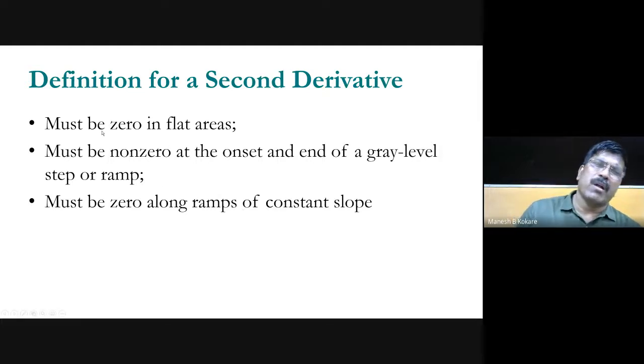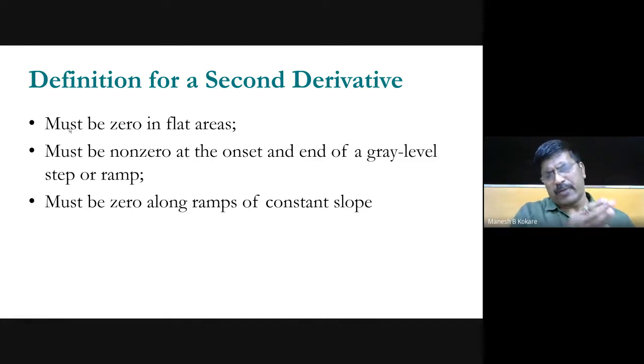Now, when we are going to use the first derivative and when we are going to use the second derivative, I'll explain in my next lecture. The second derivative is obtained by taking the derivative of the first derivative of the image again. It must be 0 in the flat area, it must be non-zero at the onset and end of a gray level step or ramp, and it must be 0 along ramps of constant slope.